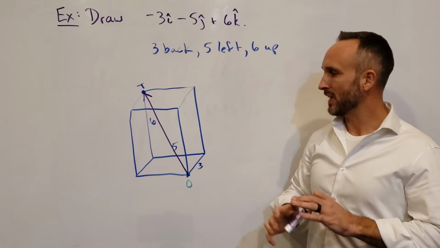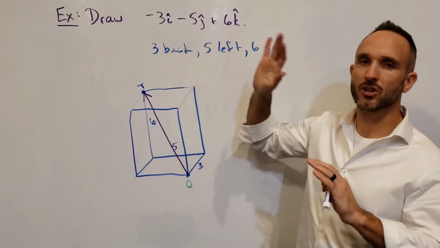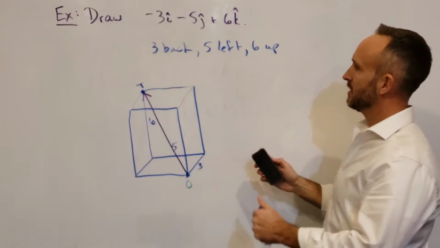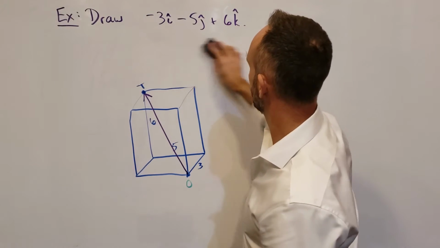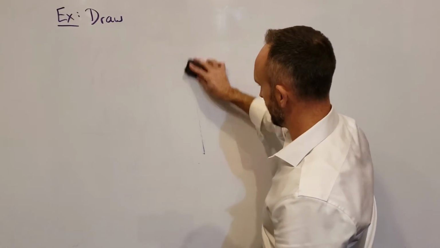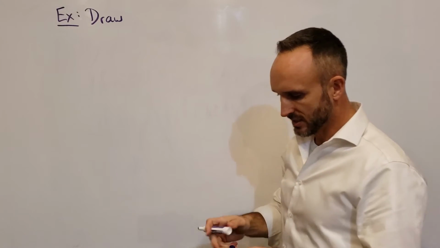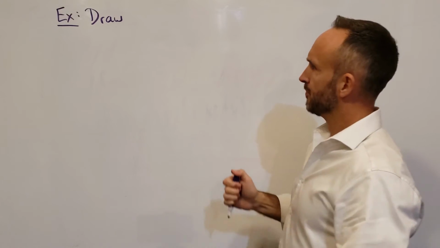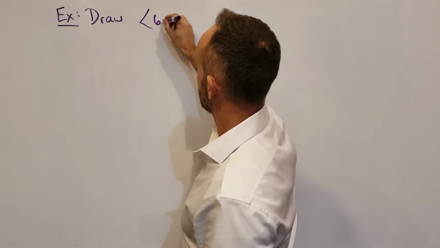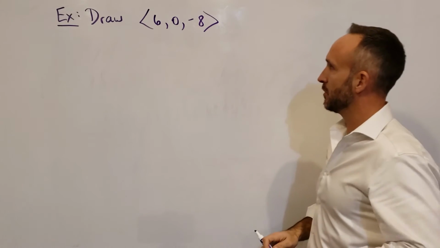Okay, so that's all great if none of the coordinates, none of the components are 0. So sometimes the easier vectors can be tricky. So let's take a look at a 3-dimensional vector with 0 as one of the components. And this will be the last example. So let's say I want to draw 6, 0, negative 8. We haven't seen a negative z component yet.